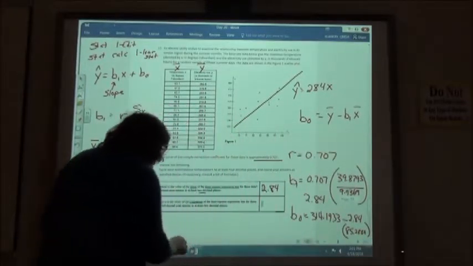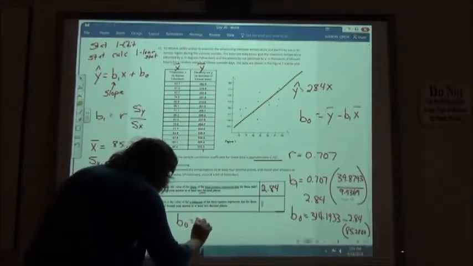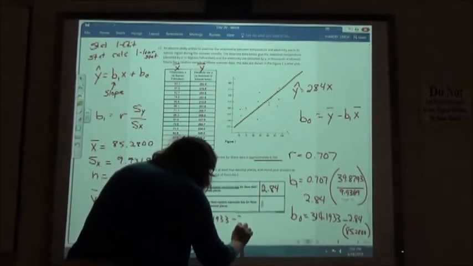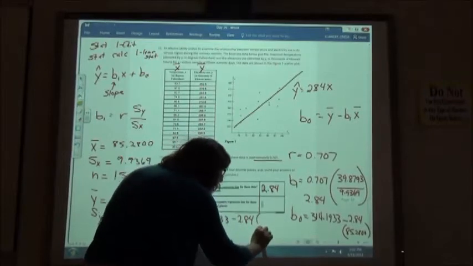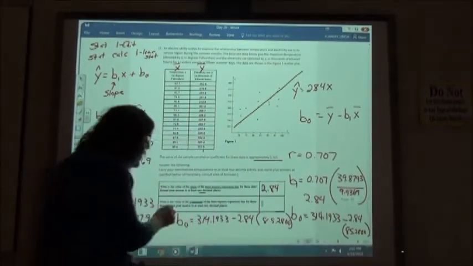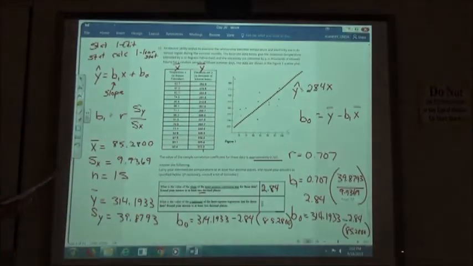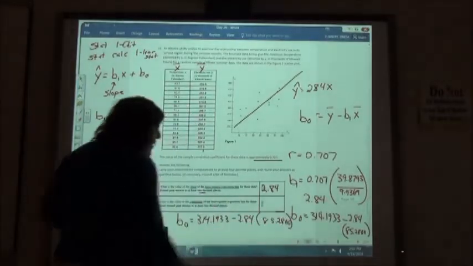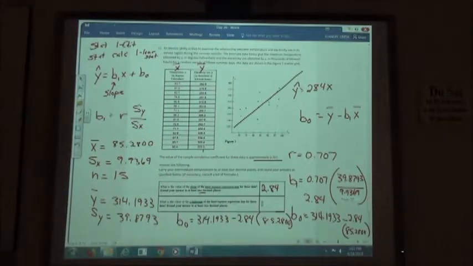I'm going to write that over here again. B sub 0 equals 314.1933 minus 2.84 times 85.2800. There, now I got it all the way across the page so you can see how that should be typed in. You could put that in your regular calculator or use your calculator. But the mean of y minus the 2.84, which was your slope, times the mean of x.